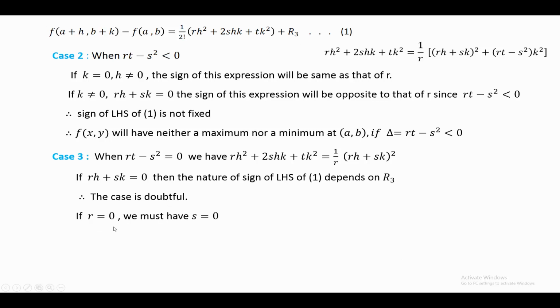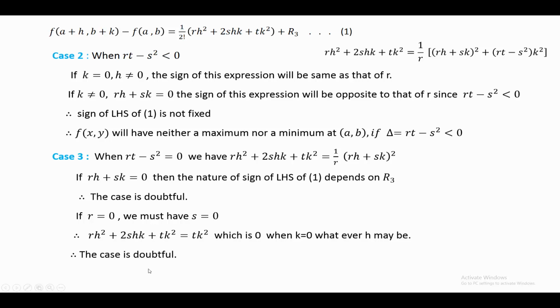And if r equal to 0, we must have s equal to 0, and therefore rh square plus 2shk plus tk square equals tk square, which is 0 when k is 0, whatever h may be. And therefore the case is doubtful if delta equal to rt minus s square equal to 0. This is the proof of this theorem.